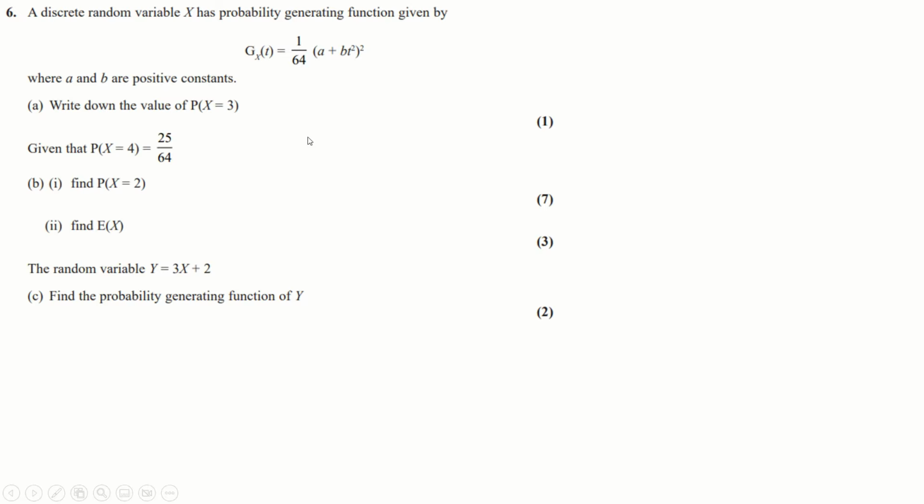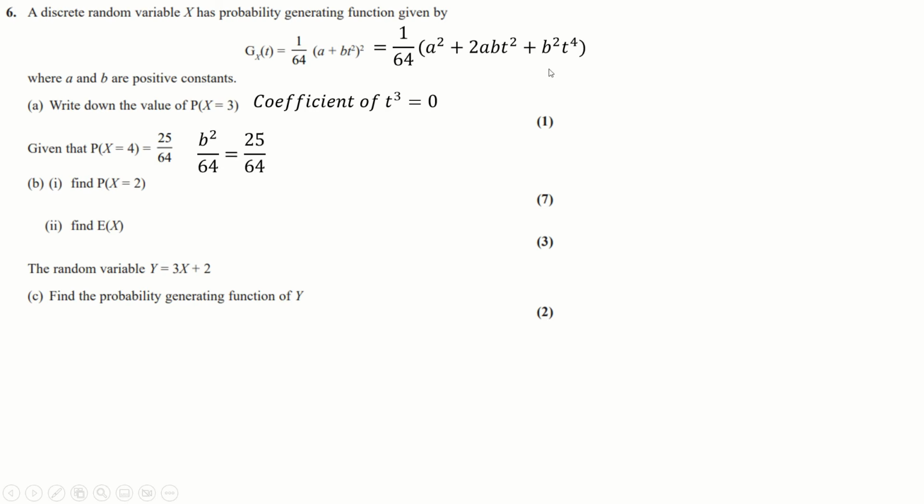The probability generating function question then, so write down the value of P(X = 3). So when you have P(X = 3) for one of these questions, that's just the coefficient of t to the power 3. And of course, the coefficient of t to the power 3 here, when you expand that out if you want to, is just 0. So that's 0. P(X = 4) means the coefficient of t to the 4 is this. But the coefficient of t to the 4 is b squared over 64, having expanded that out. And we get b is plus or minus 5, except the positive constant, so b is 5.